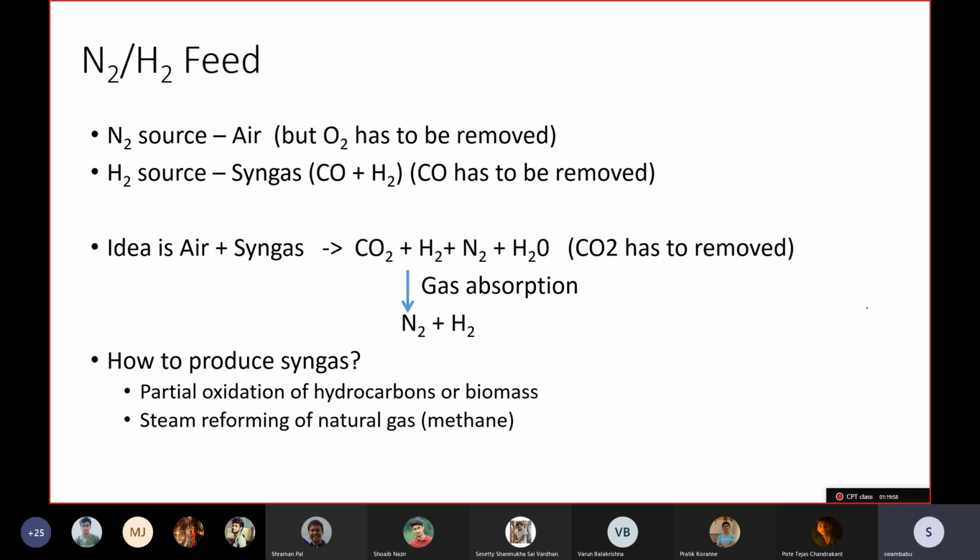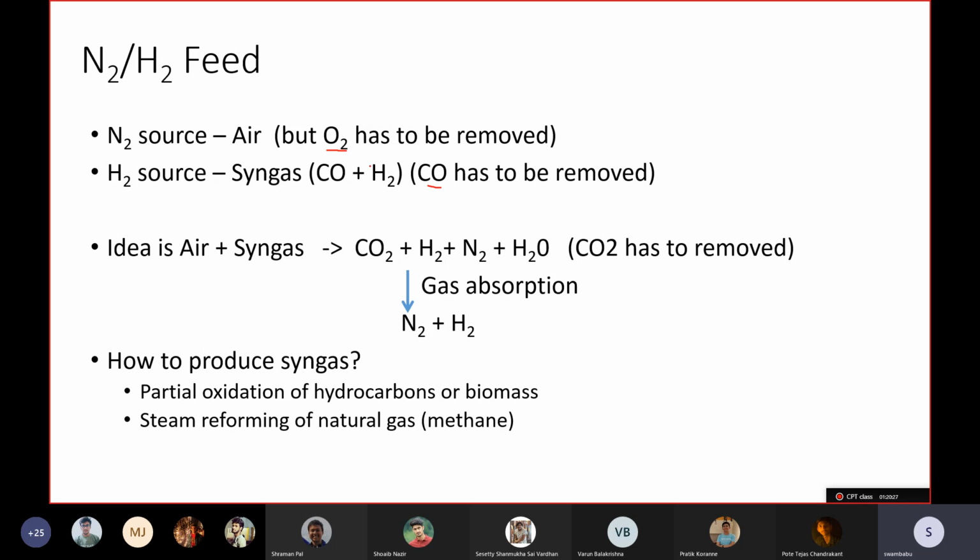What is the source of hydrogen? The source of hydrogen is syngas. The syngas contains hydrogen, but one important condition is that carbon monoxide has to be removed. So, one important correction: here oxygen has to be removed and here carbon monoxide has to be removed.